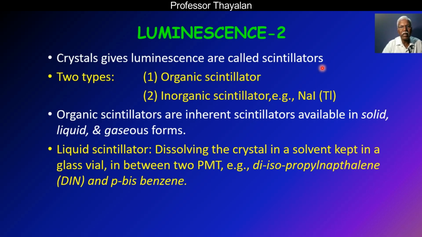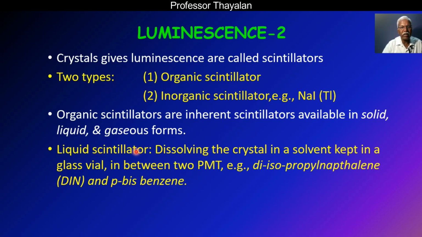Crystals that give luminescence are called scintillators. What are the types of scintillators? There are two types: one is called organic scintillator, the other is called inorganic scintillator. An example of an inorganic scintillator is sodium iodide activated with thallium. What are organic scintillators? They are inherent scintillators available in the form of solid, liquid and gases. So they are inherently scintillators, and they can be available in the form of liquid scintillator also.